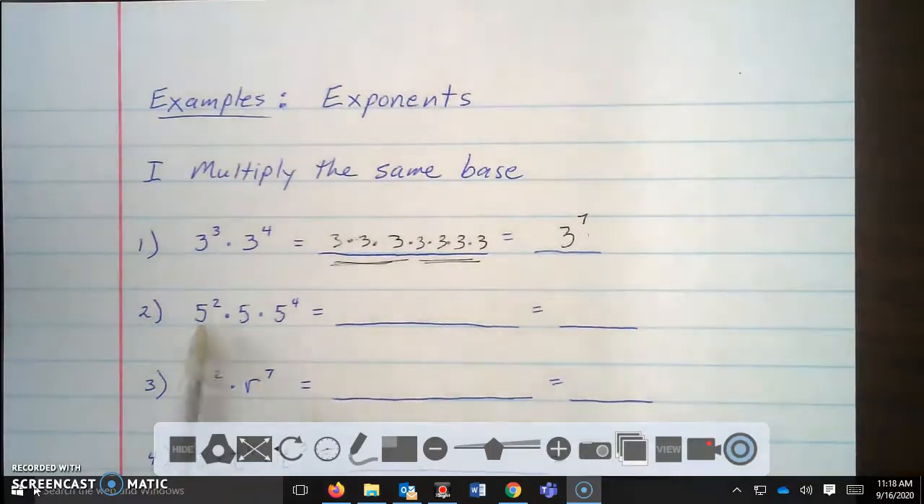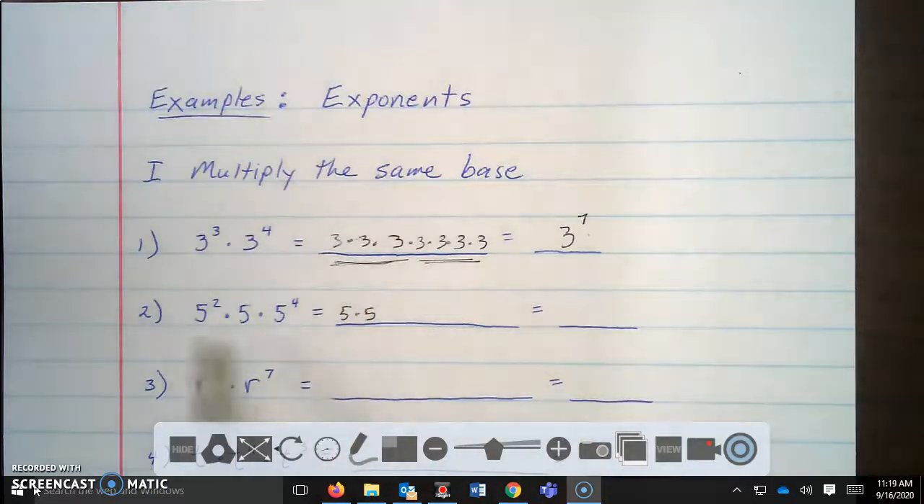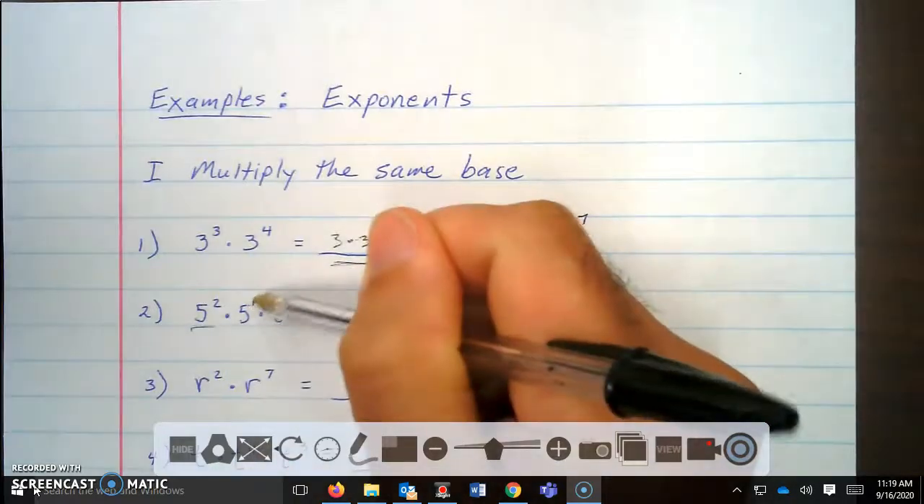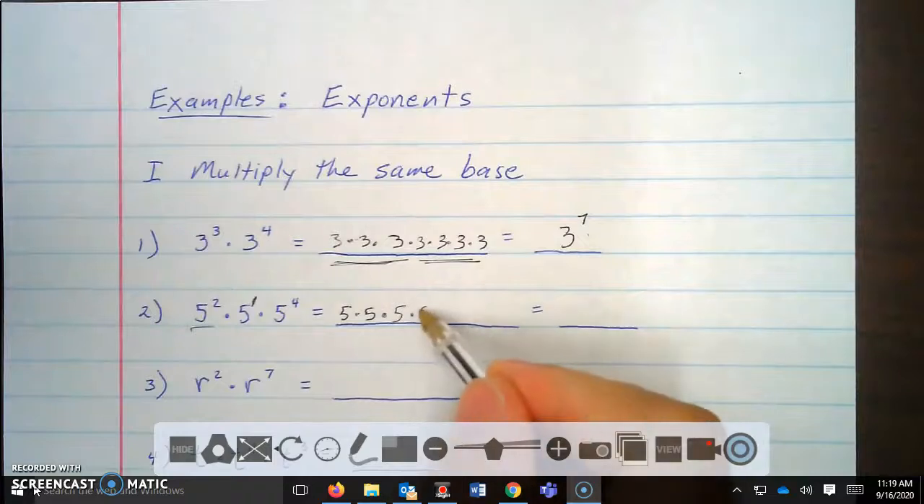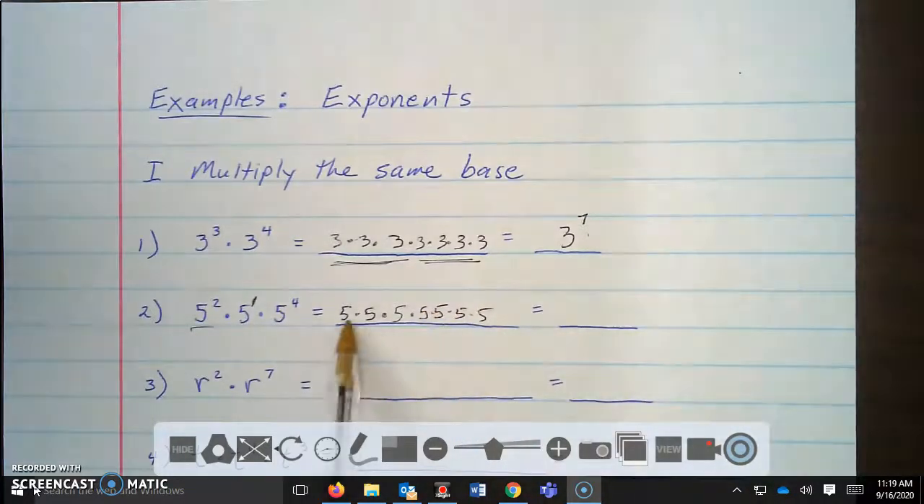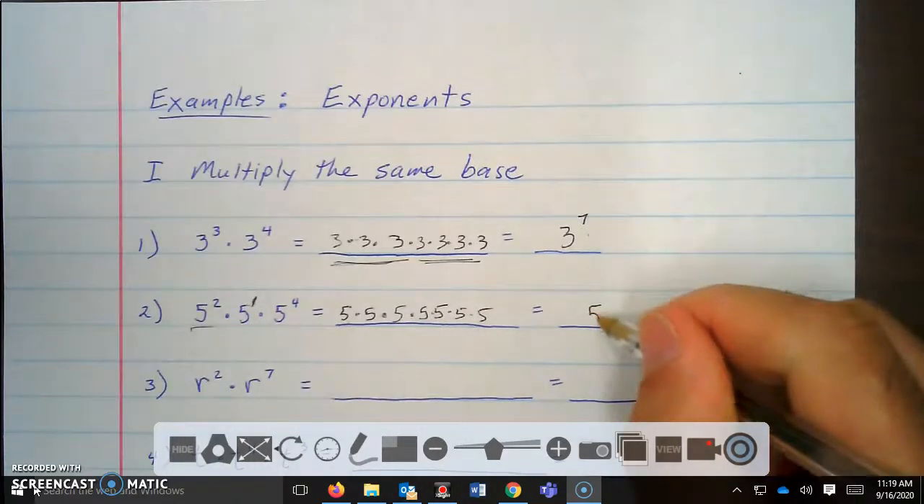So same here. 5 to the 2nd power, we also call that 5 squared. Got that one? Now that's just a 5. And by the way, you're allowed to put an exponent of 1 on there if you want. It's always there. If you don't see it, you're allowed to write it. 5 to the 4th power, 1, 2, 3, 4. Count them up, 1, 2, 3, 4, 5, 6, 7. And 7 is what you get when you add those exponents.